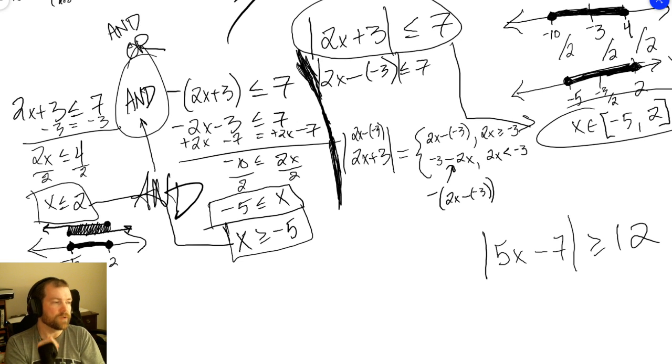So if you were to do, for instance, this one as an AND statement, you'd end up with two separate pieces, which are completely disparate from each other, and you'd have no solution. Here, however, we get x must be between -5 and 2 inclusive on both sides.